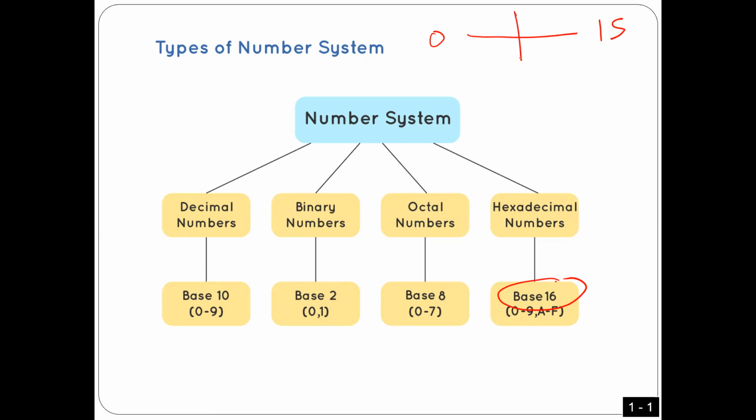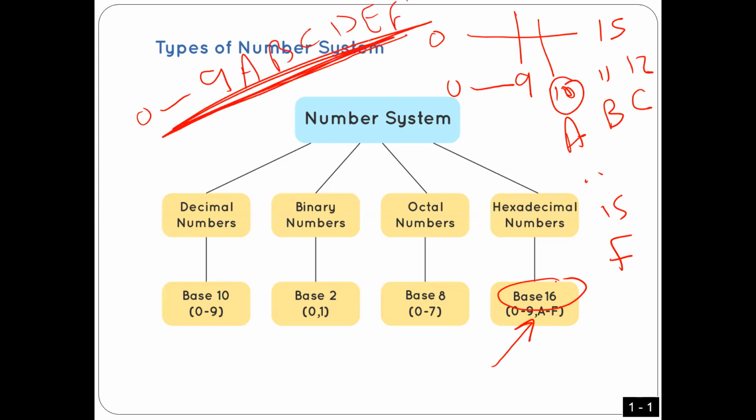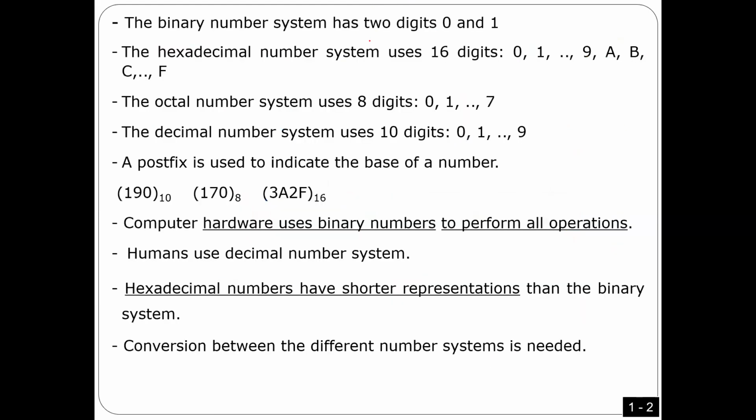However, we have here until 9. So from 0 to 9. And then 10 is going to be represented by A. 11 is going to be represented by B. 12 represented by C. All the way until 15, it is represented by F. So as you see here, the digits in the hexadecimal numbers are from 0 to 9, and then A, B, C, D, E, F. Any number can be represented using these digits, okay?